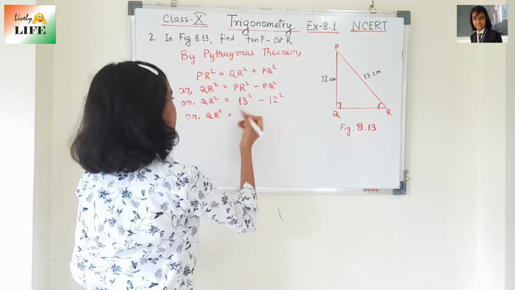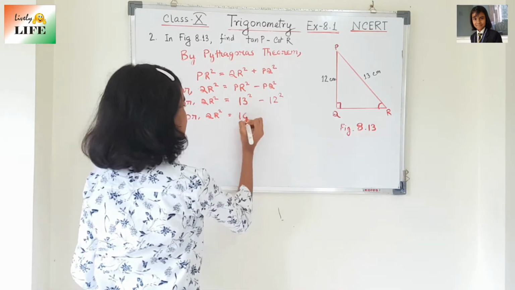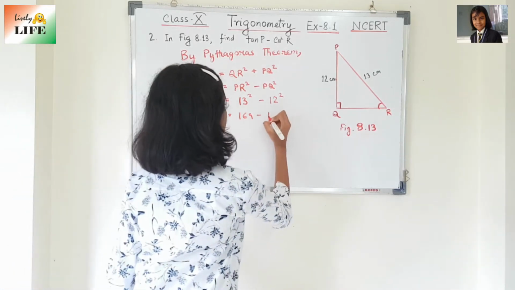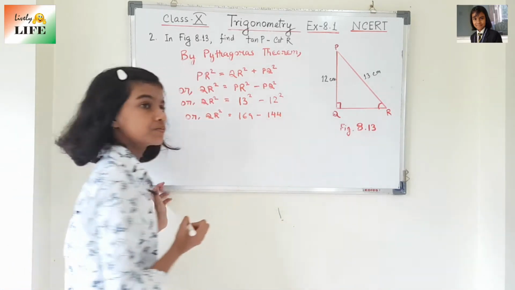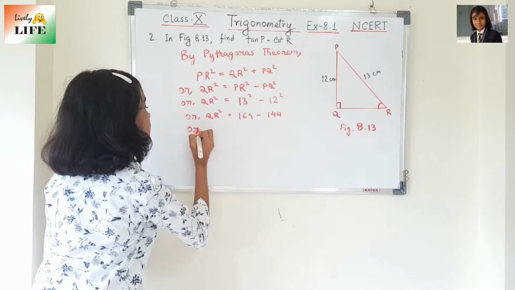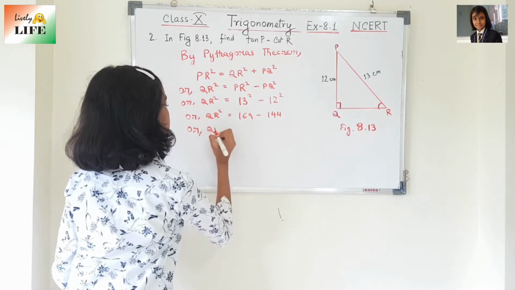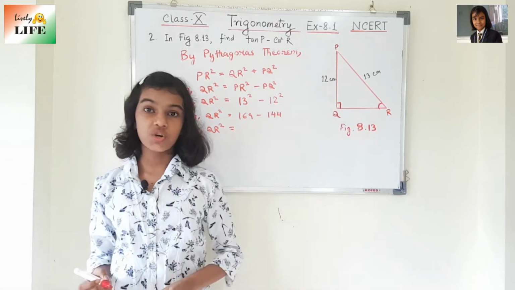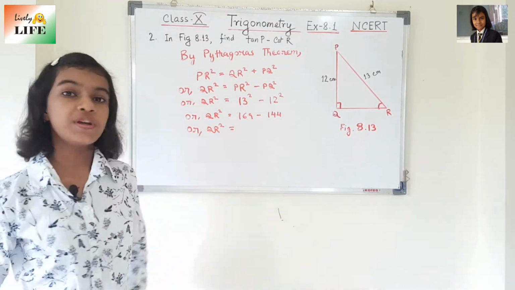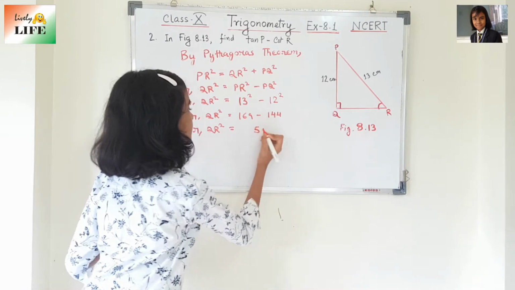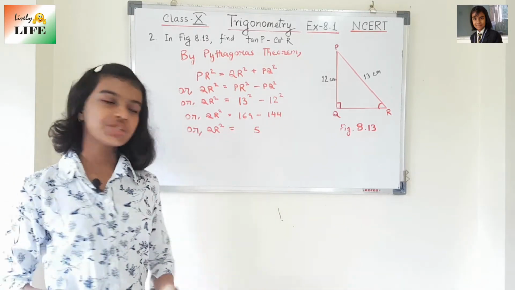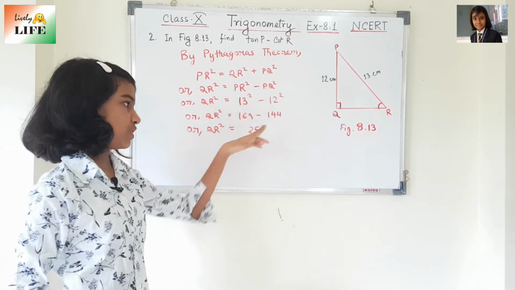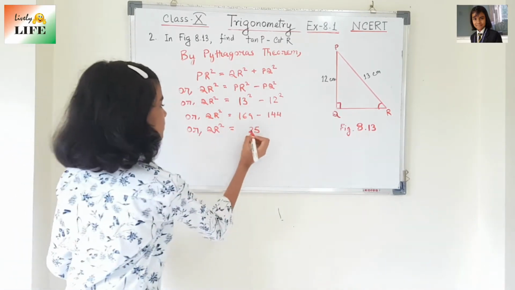What is 13 square? 13 square is 169. Okay? And what is 12 square? 12 square is 144. What is 169 minus 144? 9 minus 4 is 5. 6 minus 4 is 2. So 169 minus 144 is 25.